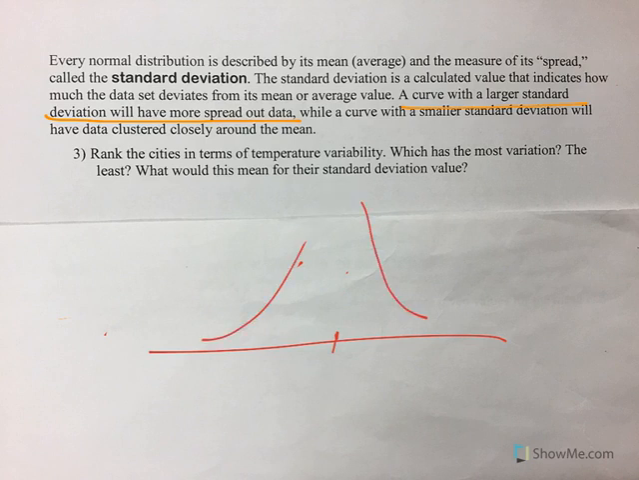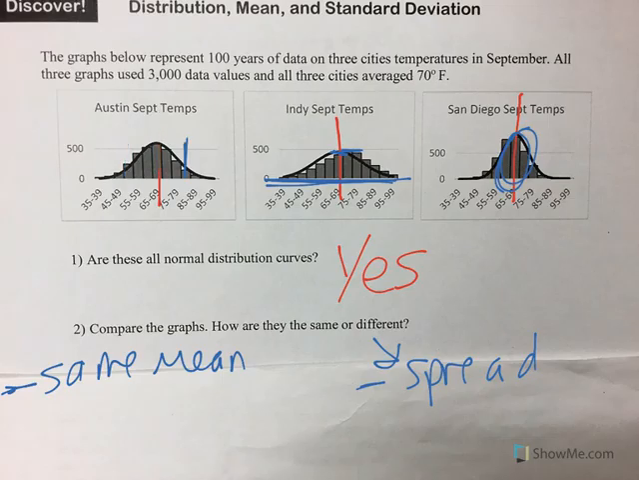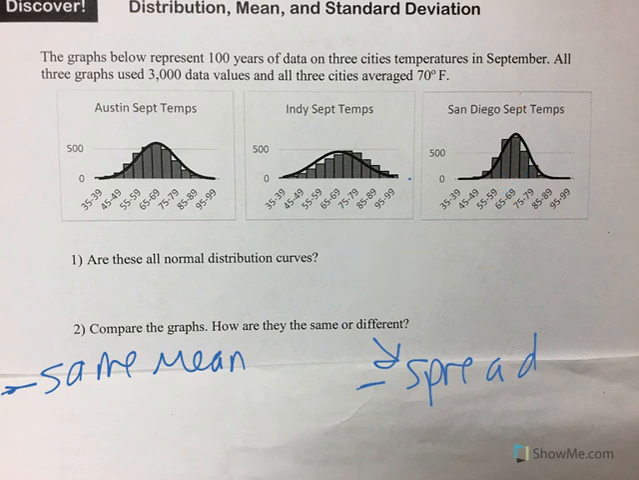All right, so let's go back to the cities, and we're going to rank them in terms of temperature variability. So who has the most variation, who has the least, and what does that mean for their standard deviation? So when you're looking at these, okay, so San Diego is the high and tight. This is going to have the smallest standard deviation. And I say it's going to be the smallest because all of the data is closest together. The closer the data is to itself, or to the mean, the smaller the standard deviation.